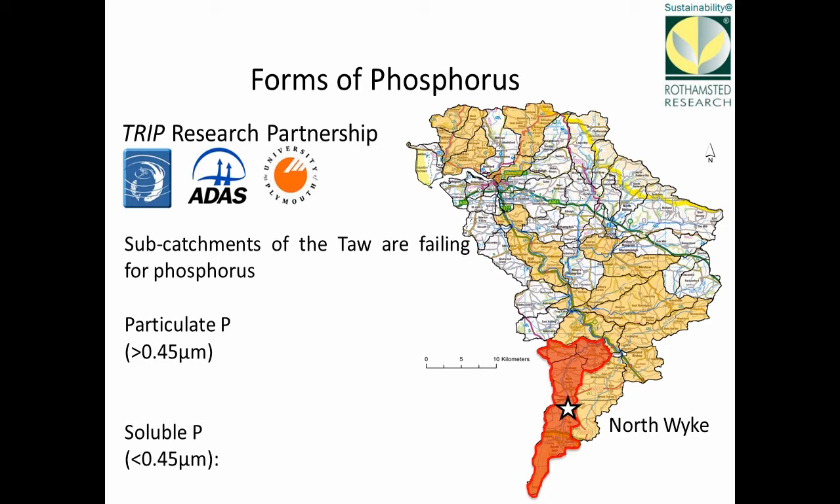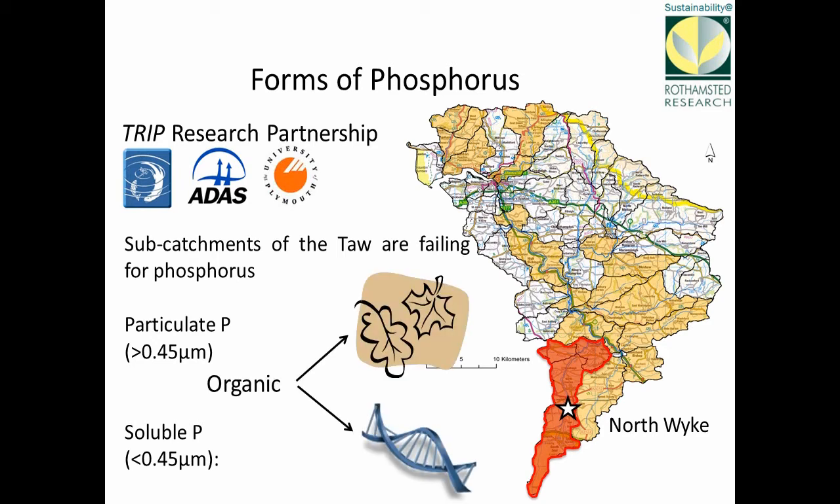We tend to divide phosphorus into two forms initially, particulate and soluble. The border between the two being 0.45 micron. Anything larger than that we call a particle. Anything smaller than that we call soluble. And then we divide that again into organic. So organic forms, so you can have things like leaves, which are a large particle containing phosphorus, or soluble, such as organic acids like DNA.